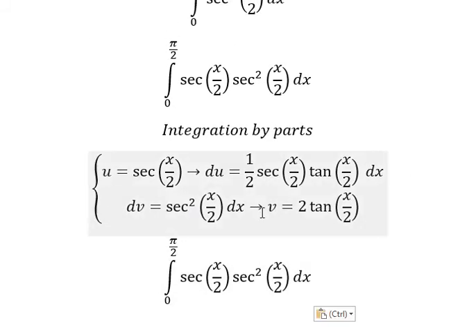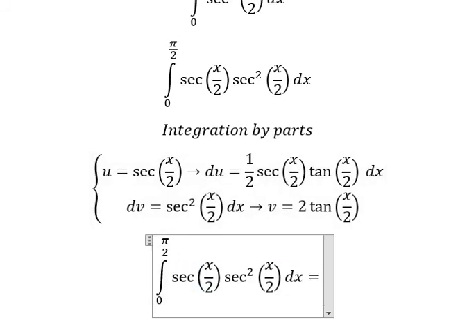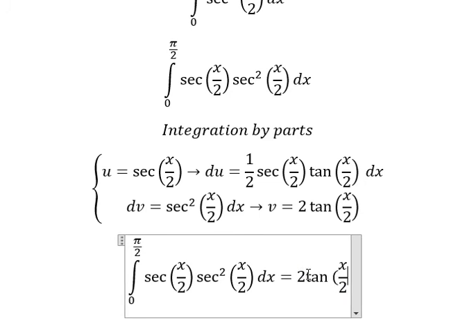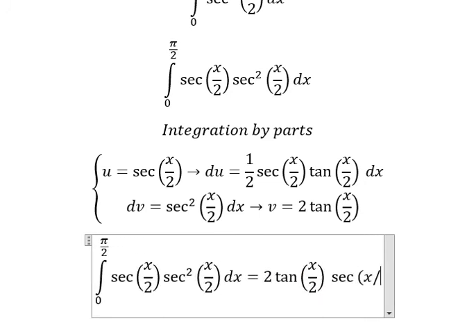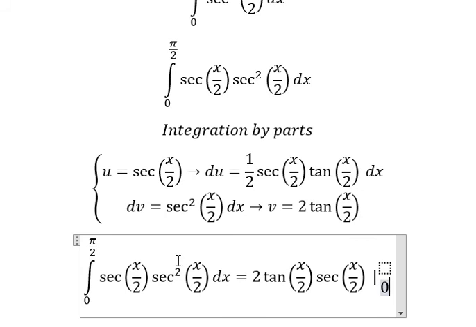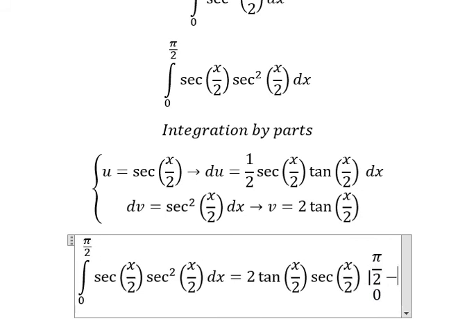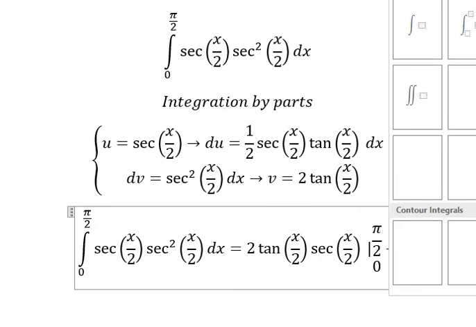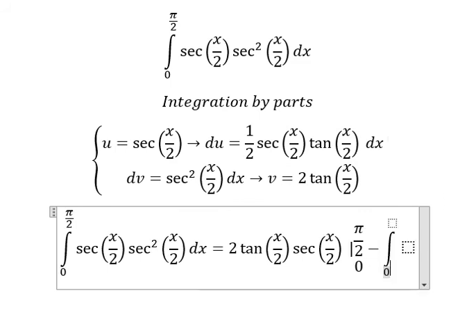So we have u multiplied by v. So we have 2 tan of s over 2 secant of s over 2. And later that we put the bounds from 0 to b over 2. So we put number in here. And b over 2 we put in here. Minus, we have du multiplied by v. So 1 over 2 with number 2, they cancel. So we just have the integration from 0 to b over 2.